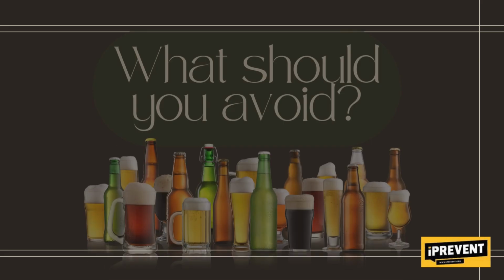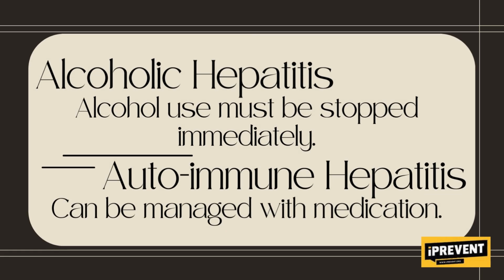Treatment for alcoholic hepatitis involves hydration, nutritional care, and stopping alcohol use. Steroid drugs can help reduce liver inflammation. Autoimmune hepatitis has no cure, but you can manage it with medication. You may even go into remission.